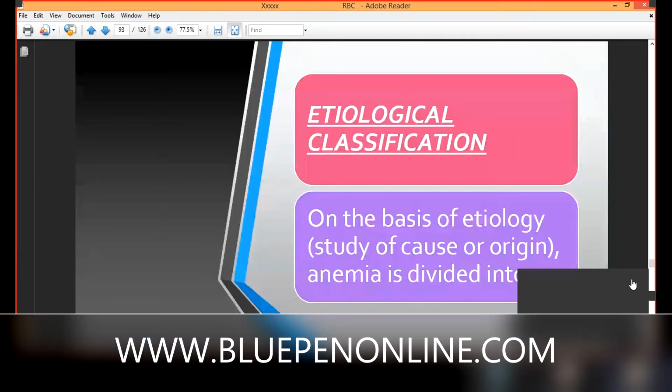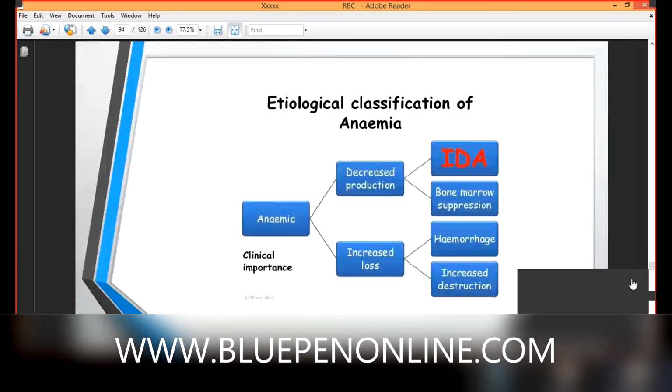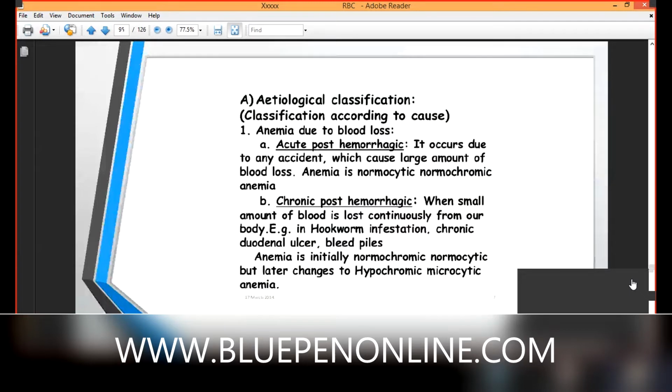Next, we are going to discuss the etiological classification. It's based on the cause or origin. First, anemia due to blood loss, caused by blood loss or increased blood destruction. Blood loss has two types: acute post-hemorrhagic and chronic post-hemorrhagic anemia.